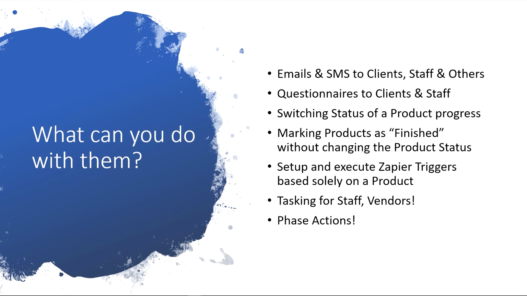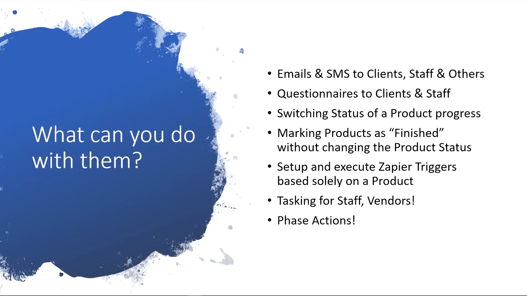You can mark products as finished without changing the product status. So you can mark a product as finished, ready for delivery. You can set up and execute Zapier triggers based solely on a product. I mean, you couldn't do that before. If somebody ordered a certain thing and it's always a fixed thing, maybe you have a Zap set up in your system where you can send an order directly to a manufacturer for this product.